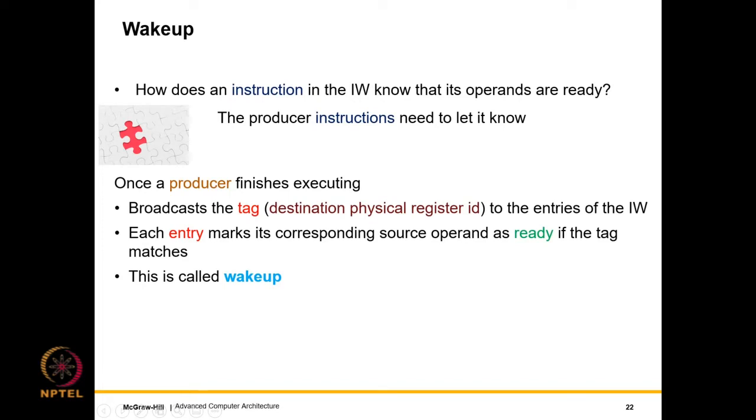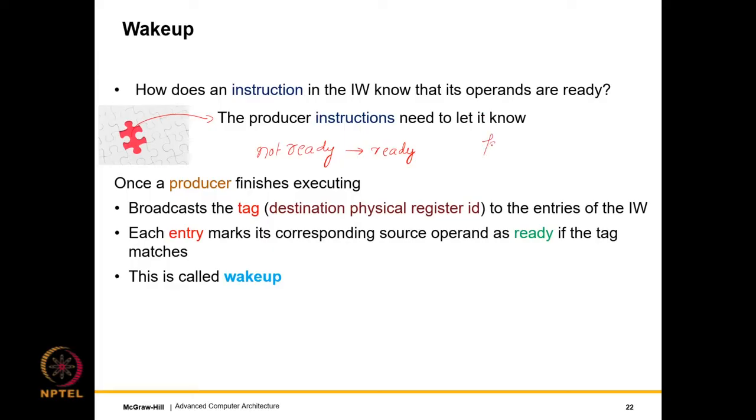So some of the key questions that we need to answer over here is: consider an instruction in the instruction window that does not have one of its operands ready. How does it know that one of its operands has become ready? So the question here is, how do we make a not-ready to ready transition? Somebody needs to let it know. Who lets it know? Well, the solution to the puzzle is that the producer instructions that are producing the value need to let it know.